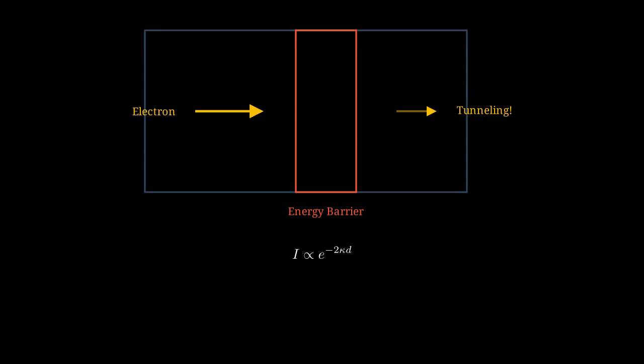The tunneling current I is proportional to e to the power of -2 kappa d, where d is the distance. Notice the exponential dependence on distance. This exponential dependence is absolutely crucial. It means the current changes dramatically with tiny changes in distance. This gives us extreme sensitivity to surface topology.